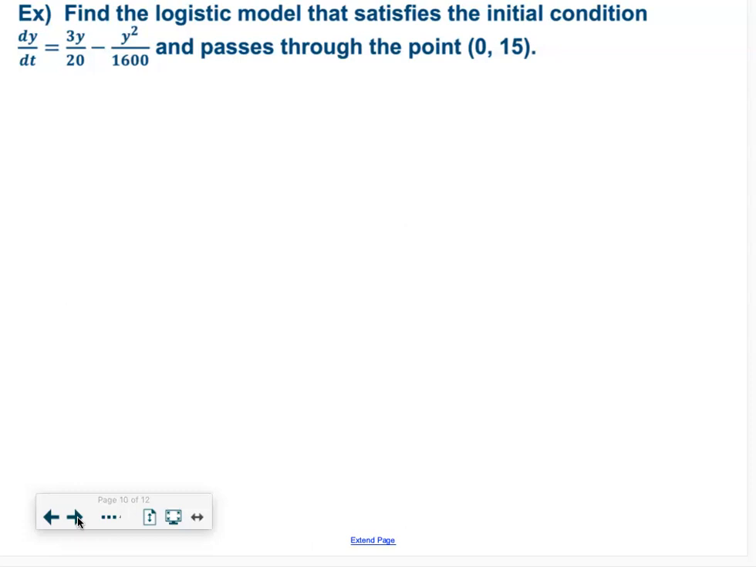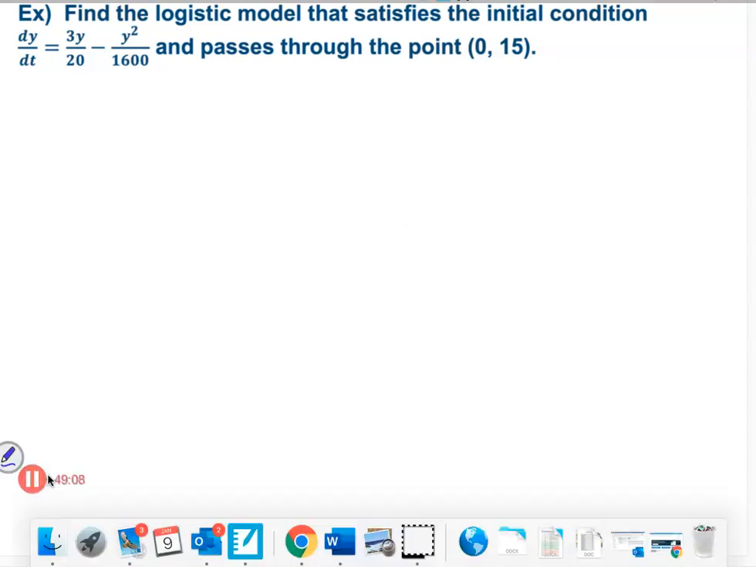So go ahead. You've got a logistic differential equation. They want a logistic model, which means when they're asking for, if they wanted the actual differential equation, they'd say it. They don't want it. They want the y equals. A logistic model means solve for y. So go ahead and see if you can rearrange this so that you can find your k and your m and then write a function for y.